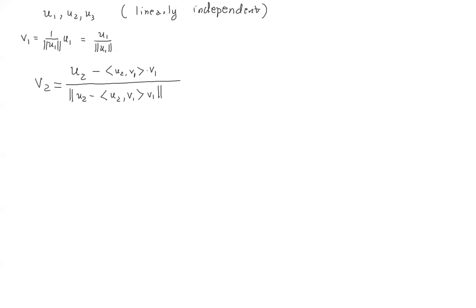And now once you have seen this, the process is the same. So what will be v3? You will take u3, the last vector, and you will subtract from it its projections onto both v1 and v2. So it's going to be u3 minus the inner product of u3 and v1 times v1, minus the inner product of u3 and v2 times v2, and you normalize it.